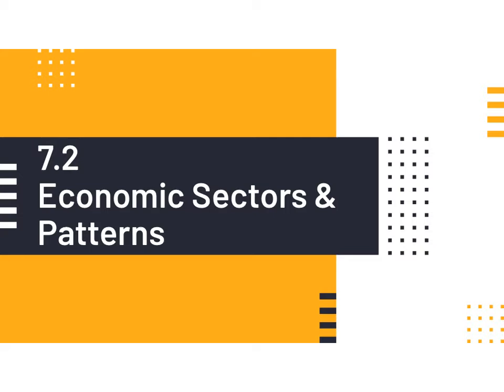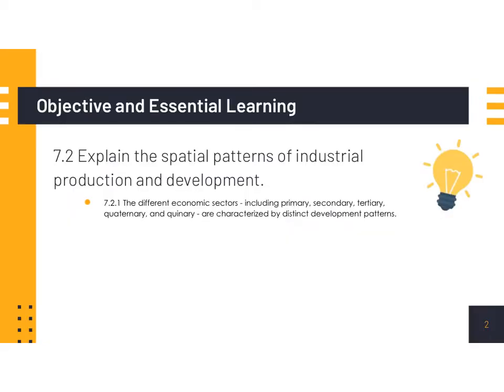So let's get started looking at economic sectors and patterns. 7.2 is explain the spatial patterns of industrial production and development. The different economic sectors, including primary, secondary, tertiary, quaternary, quinary, are characterized by distinct development patterns. Let's put that in English that we speak. What that means is what kind of jobs do people do and where do they do those jobs? Every place in the world has different specialties, and that's what we're going to be looking at.